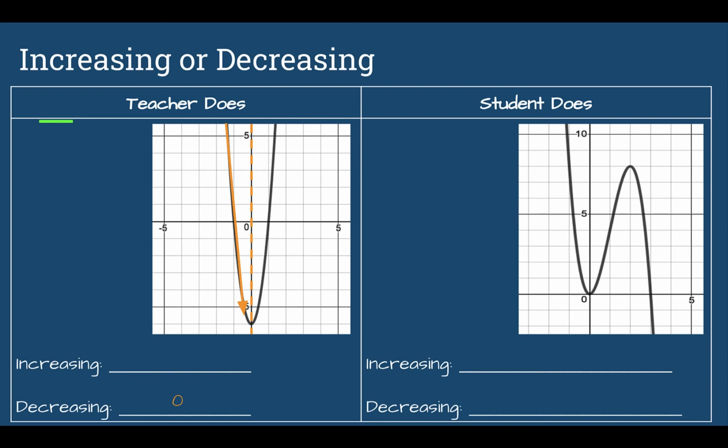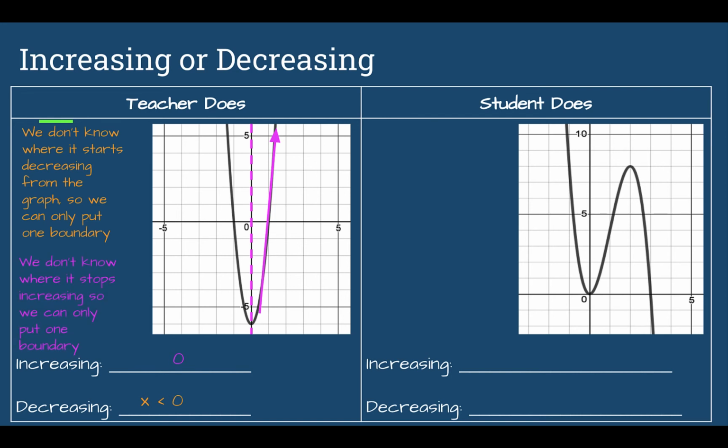It's decreasing everywhere before that. And we don't know where it starts decreasing, so we're only going to put one boundary. So we're going to say that it's decreasing anywhere less than 0. So x is less than 0. Increasing, on the other hand, starts increasing at 0. So again, we don't know when it stops increasing. We know when it started at 0, but we don't know when it stops. So anything after 0, it's increasing.